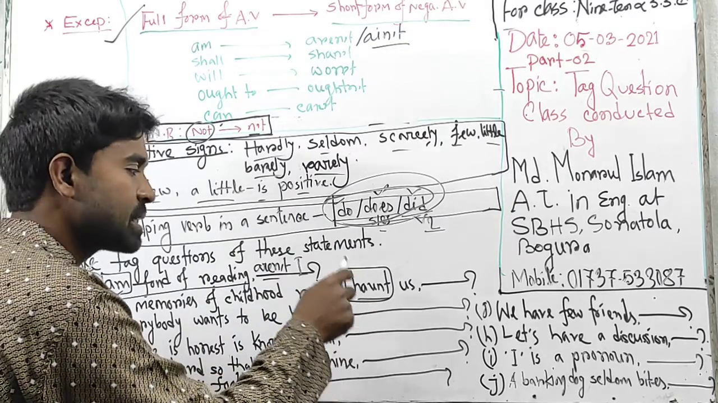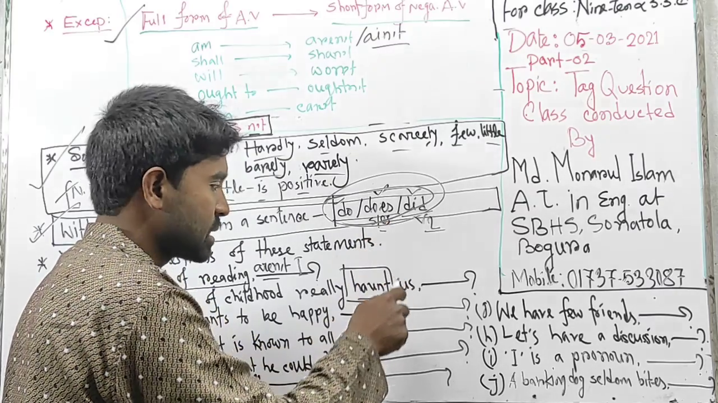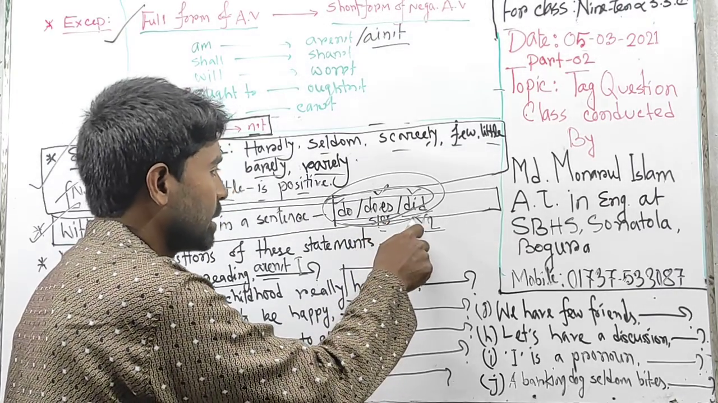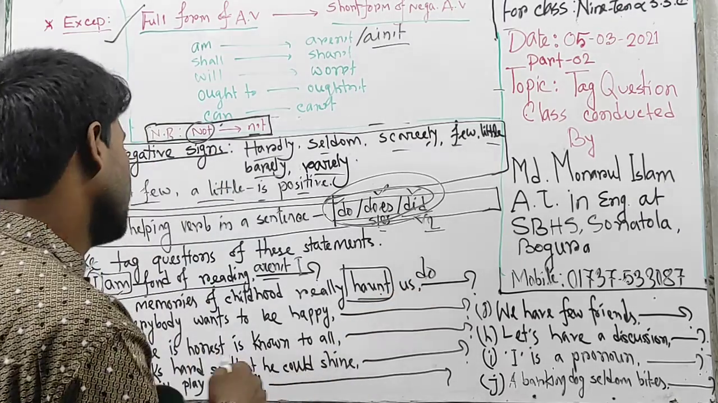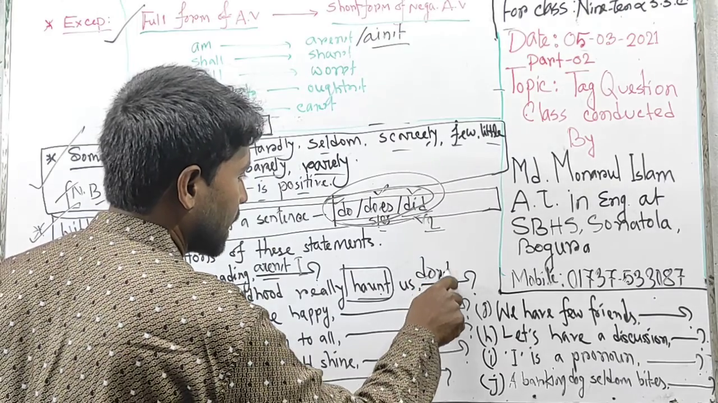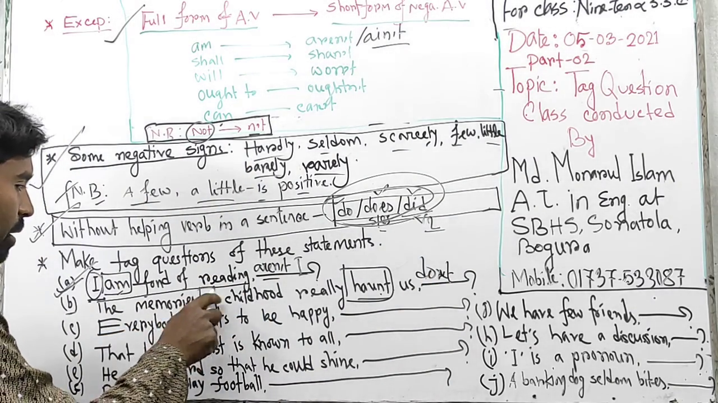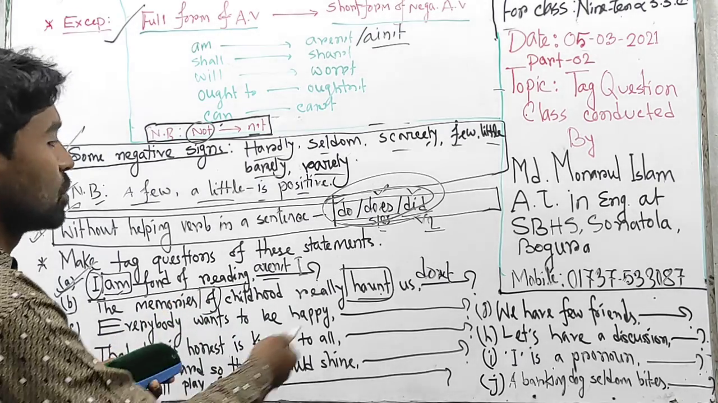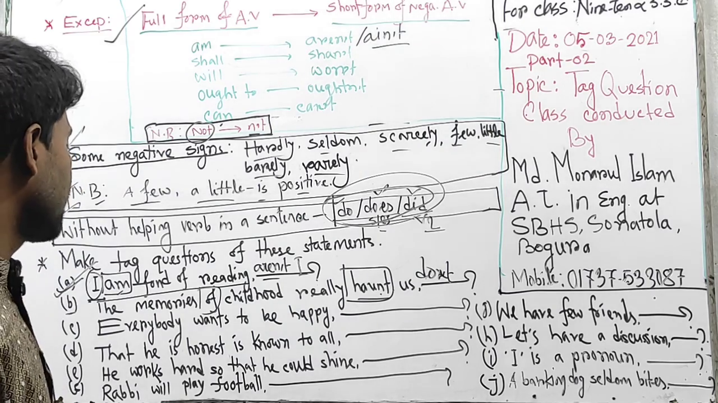These types of verbs are principal verbs, and at the end of the verb, s or es is not seen. So we should use do, because it is present tense, and it is positive, so we should use the negative form don't. And what type of pronoun should be used? It should be remembered, dear viewers, always be careful.